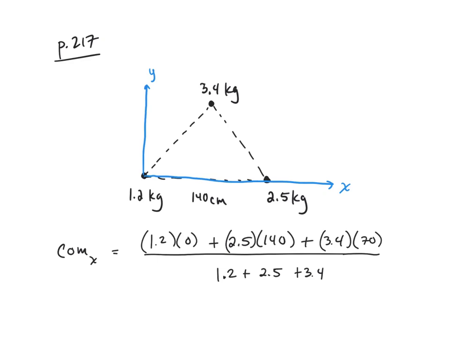But the center of mass along the x direction, think about it. You're just looking at the x-coordinates for each of these. The x-coordinate here is 0. The x-coordinate of the 2.5 is 140. The x-coordinate of the 3.4, well, that's halfway across the triangle, right? That's why I got 70 pretty quickly here, because it's halfway across the triangle. That's where the 70 comes into play.